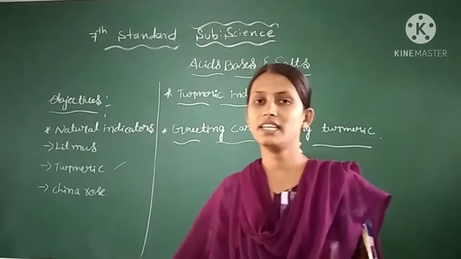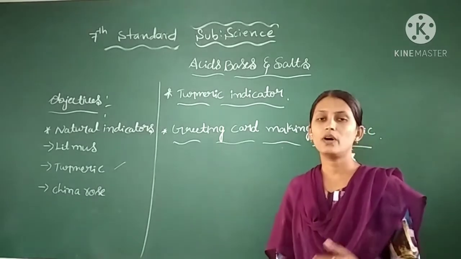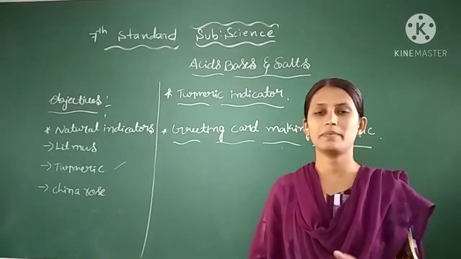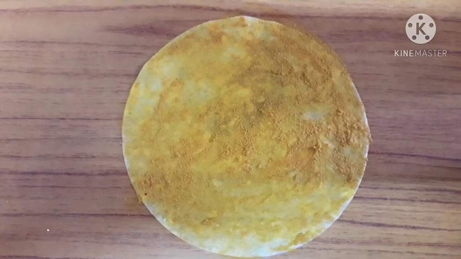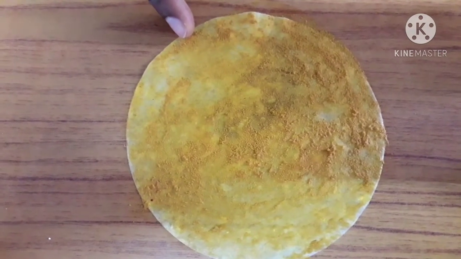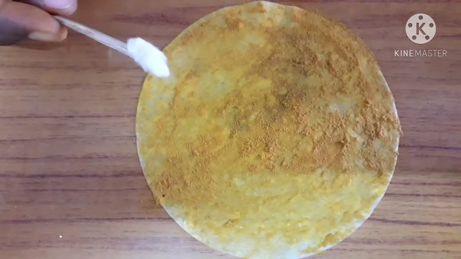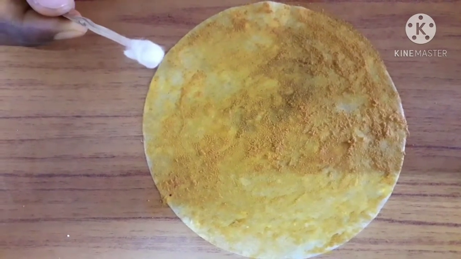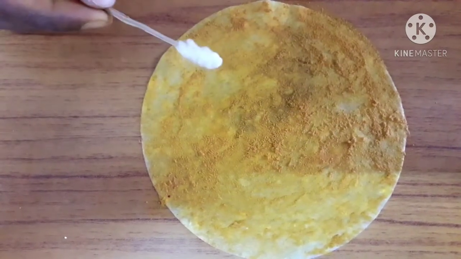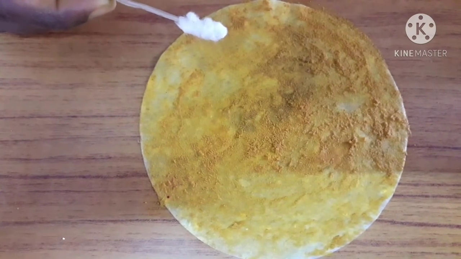Yes, now by using the turmeric paste we can prepare a greeting card. Now let us see how we can prepare the greeting card by using the turmeric paste. Apply the turmeric paste on the white color paper. Now we will use a cotton bud. So this is the cotton bud. By using the cotton bud you can draw a beautiful picture on this paste by using the soap solution or some other basic solutions.